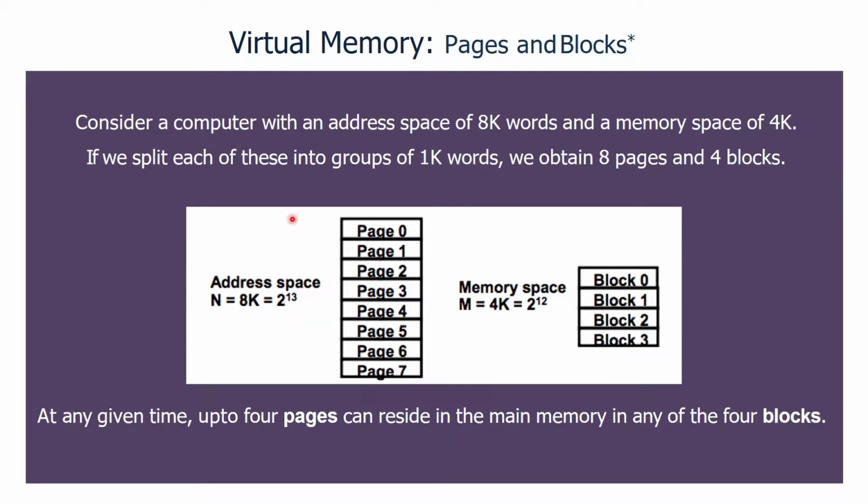Now consider a computer with an address space of 8K words and a memory space of 4K. If we split each of these into groups of 1000 words each, we will obtain 8 pages and 4 blocks. So 8 pages in the virtual memory and 4 blocks in the main memory. Address space means virtual memory and memory space means the main memory. At any given point of time, up to 4 pages can reside in the main memory in any of the 4 blocks, obviously, because we have only 4 blocks here.